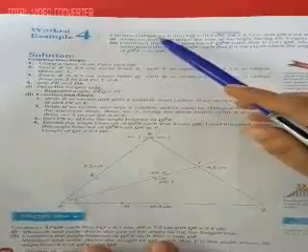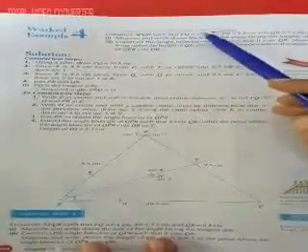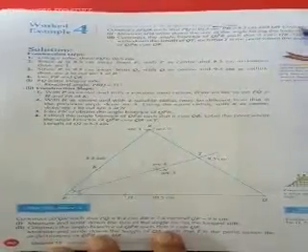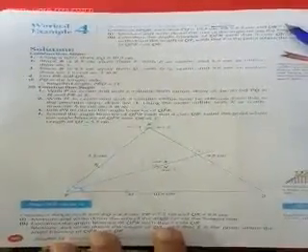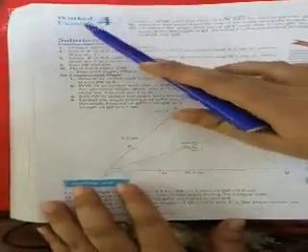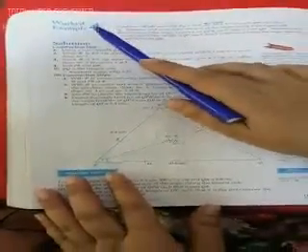Construct triangle PQR such that PQ is equal to this, PR is equal to this and QR is equal to this. So the construction steps remain the same, and all the questions are done like work example 4.